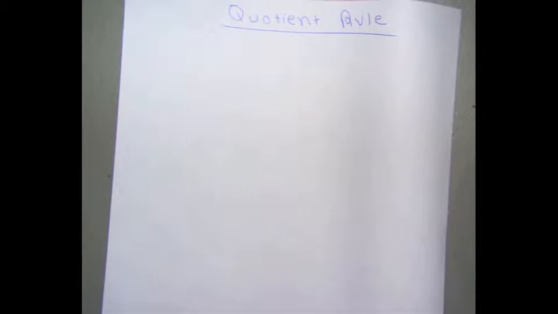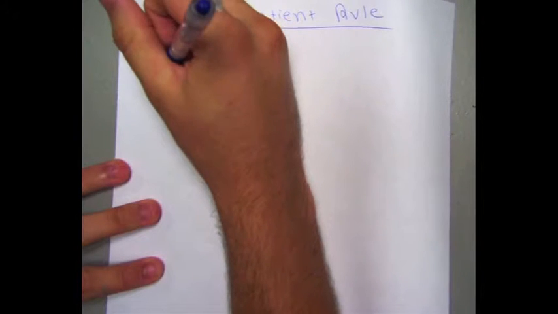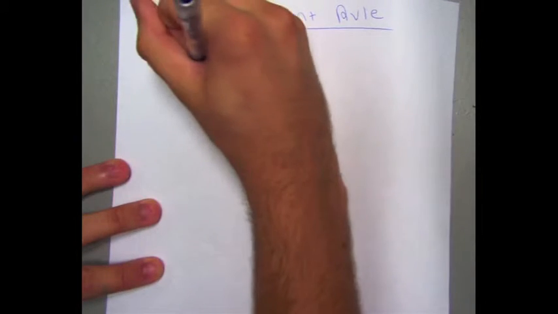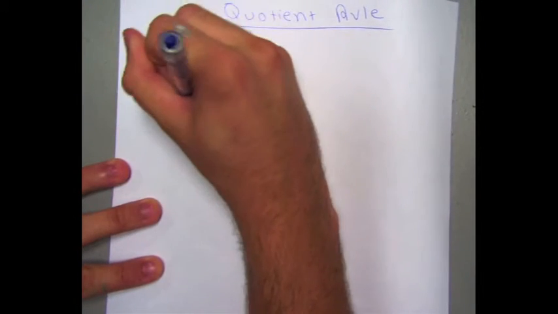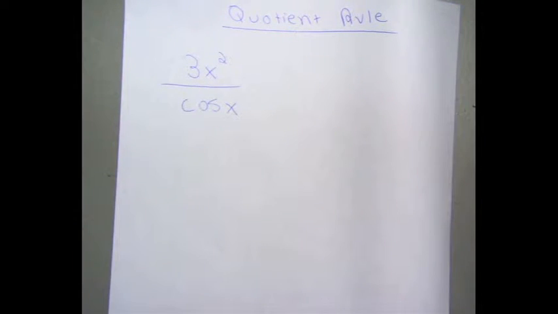Why do the quotient rule? We need to differentiate a function that has a quotient in it. For example, I'm going to give you a function, 3x squared over the cosine of x. If you can do that without the quotient rule, you deserve a medal, my friend. That's why I'm going to teach you the quotient rule.